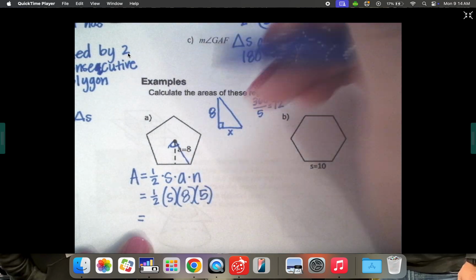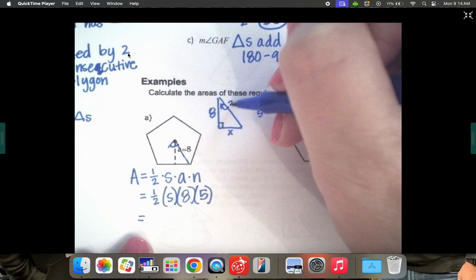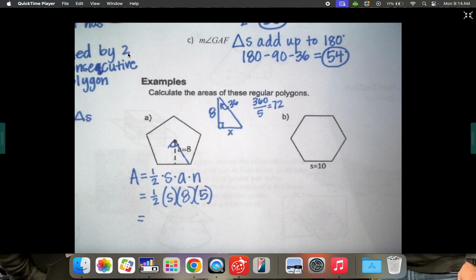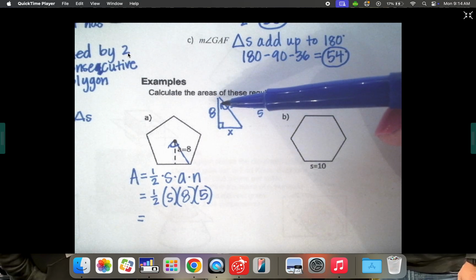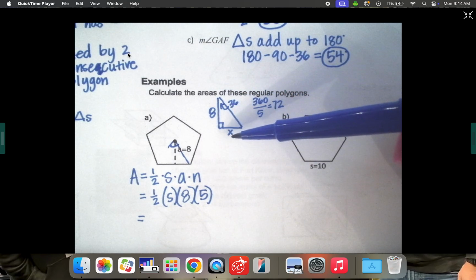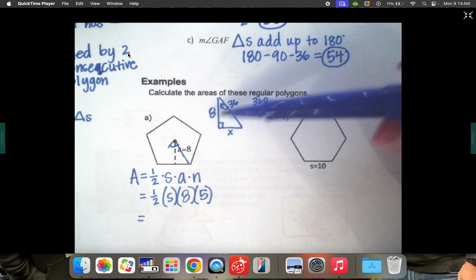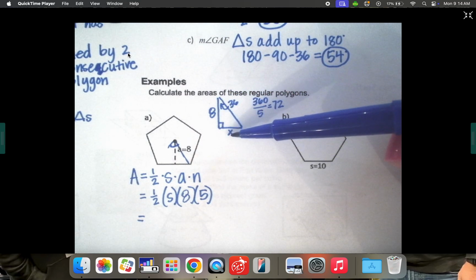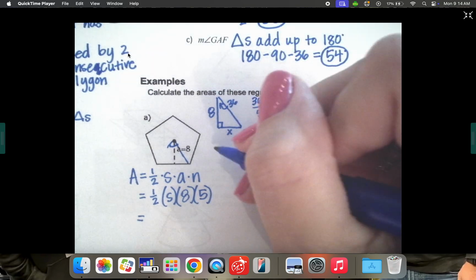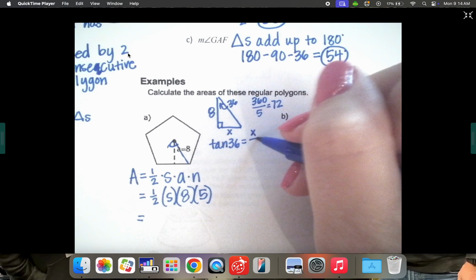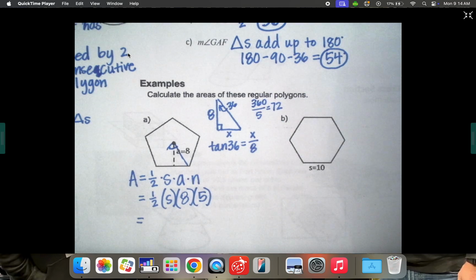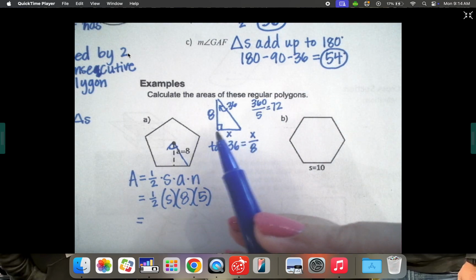So up here, we have 36 degrees. So I want you to go to trig, and I want you to be thinking tangent, because we have a 90-degree angle, we can use trig. Tangent is going to be opposite over adjacent. So from our 36-degree angle, it'd be x over 8. So we're going to do tangent of our 36-degree angle equals x over 8. And that is how we are going to get our side length.